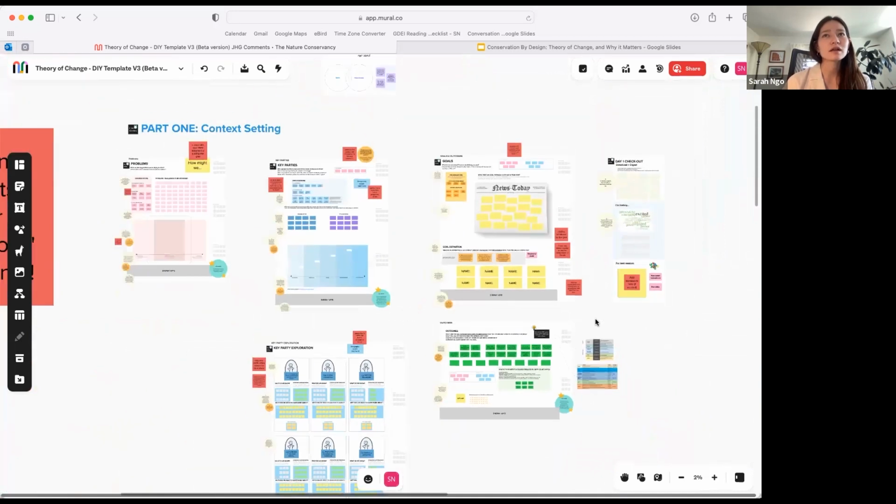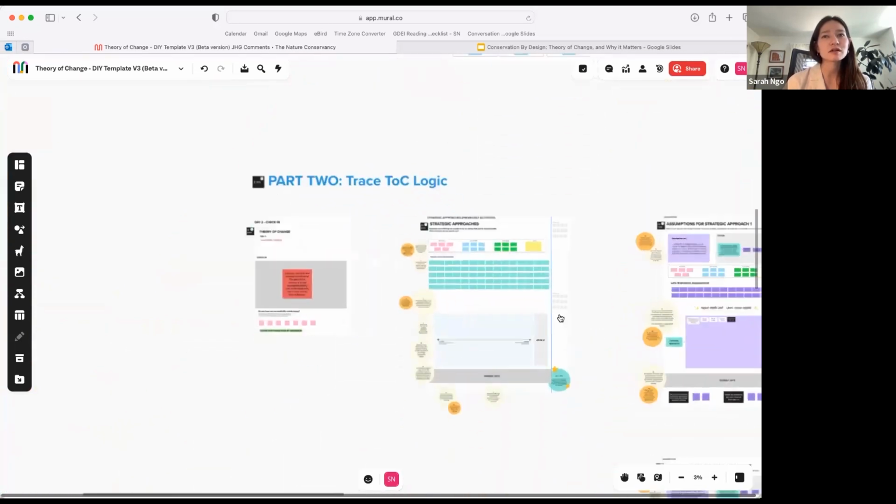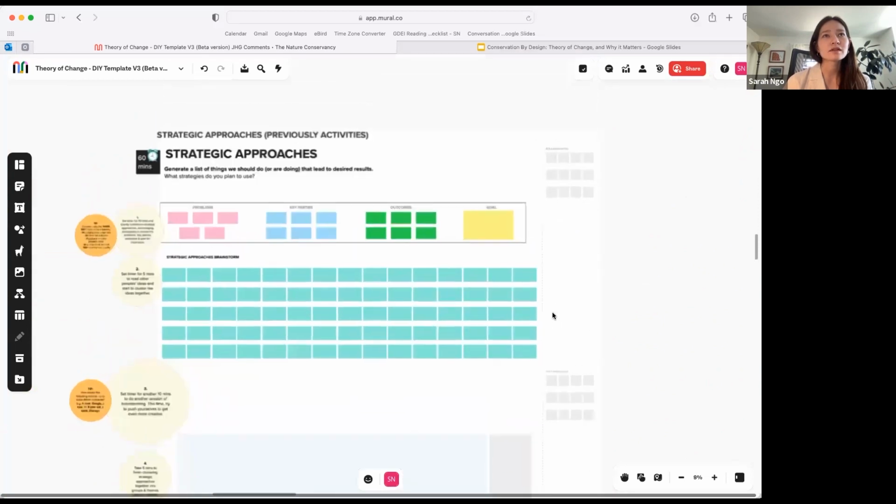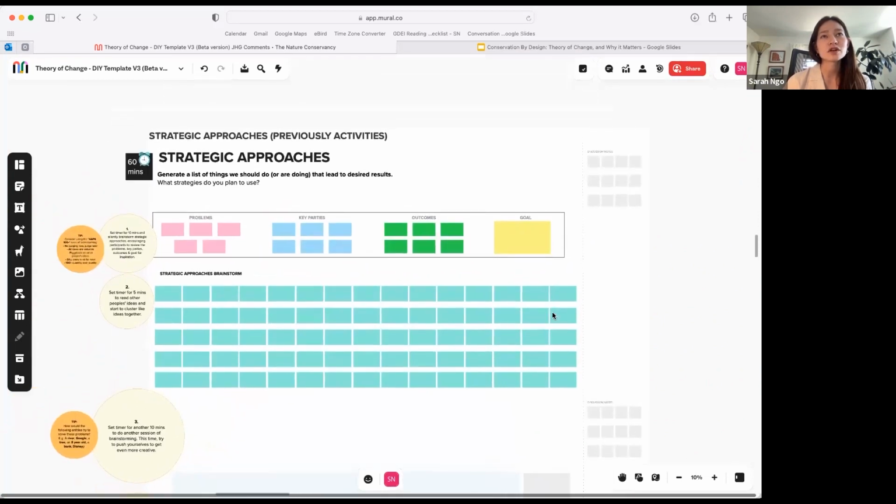Okay, the final one is the strategy selection. So this relates to the strategic approaches portion of the workshop, which was previously known as activities for some teams who did a really old version of the workshop. But anyway, the output from the strategy selection module should already fit pretty neatly into the recommended theory of change format. Likely the team has landed on a core set of high-level strategies.